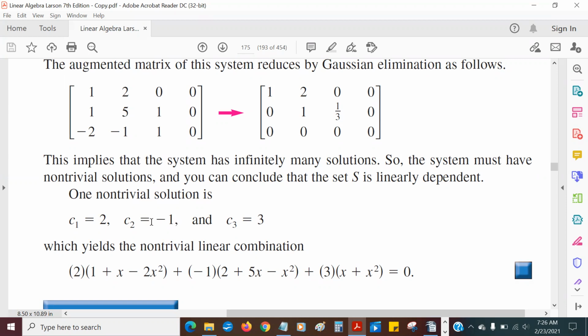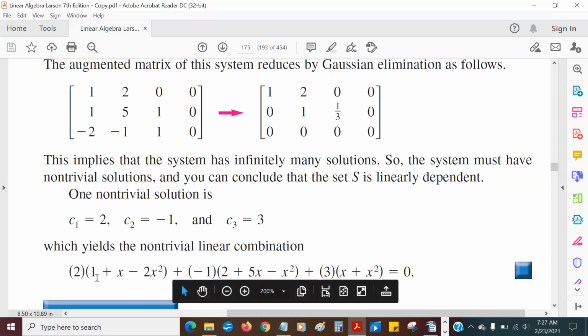And once I know that C2 is -1, that tells me that if I bring the negative over, this becomes 2 times C2, so this becomes -2. Bring it over to the other side, I get C1 equals -2, which is +2, and that's what I got right there. So 2 times the first polynomial plus -1 times the second polynomial plus 3 times the third polynomial equals 0. And I would like you to multiply out these polynomials, distribute them, and you'll see that you indeed get 0. I'm going to let you do that by yourself.